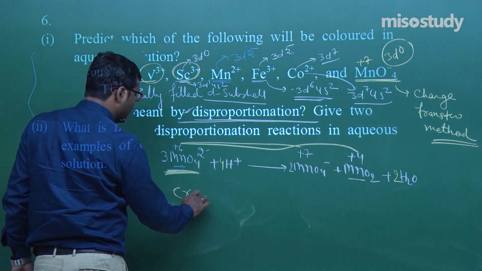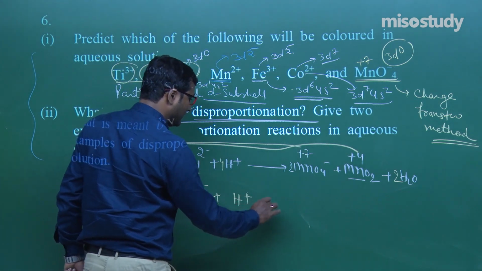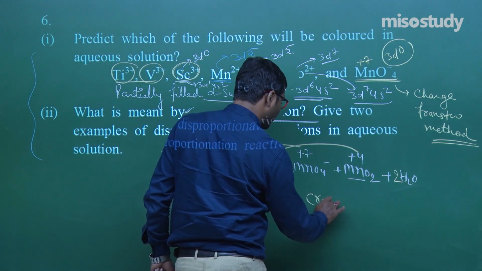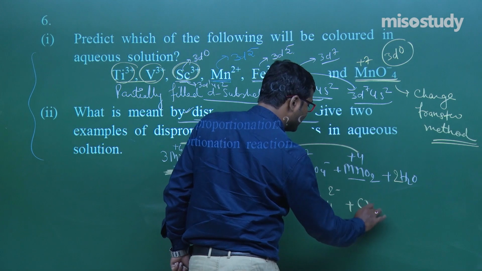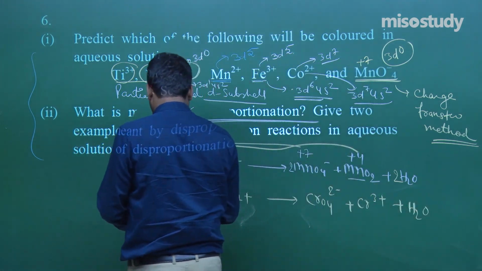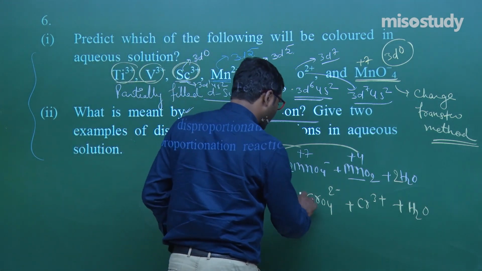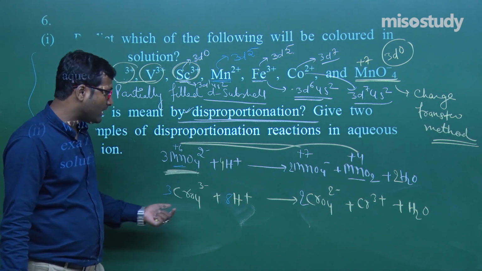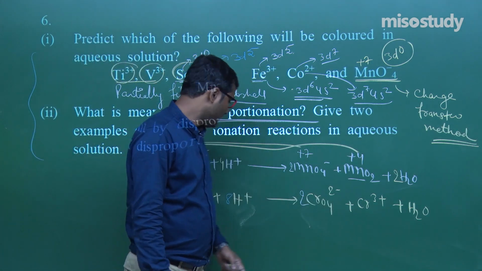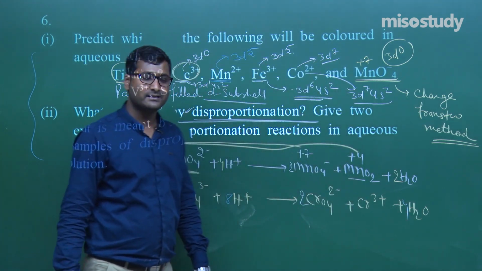Similarly, if I write here CrO4 3 minus plus H plus, it gives you CrO4 2 minus, Cr3+ plus H2O. Clear to you? Now balance here, that is 3 and 8. Clear? Now put here 2. Now check: 4 times 3 is 12, 4 times 2 is 8, 8 and 4 make 12. Completely balanced.